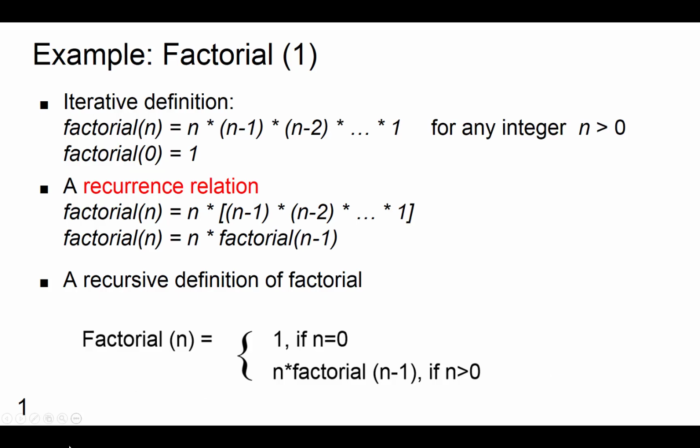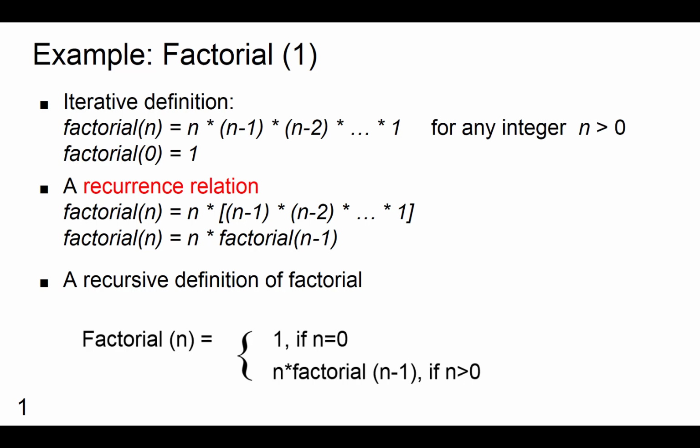The most difficult task for writing a recursive method is to divide the problem into smaller problems. That means we need to write a recurrence relationship for the problem. For example, factorial n is equal to n times (n minus 1), (n minus 2), (n minus 3) until 1, for any integer n larger than 0.